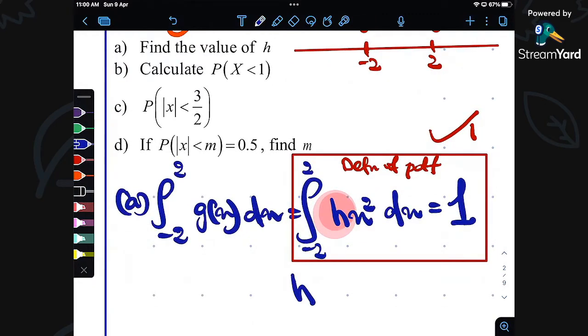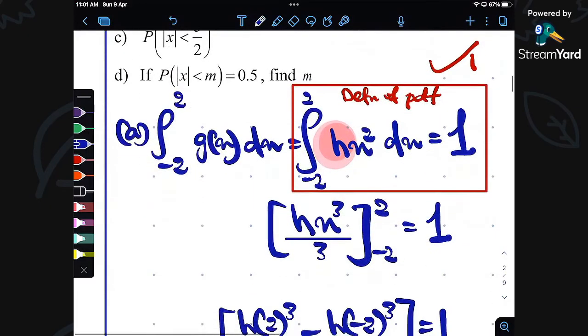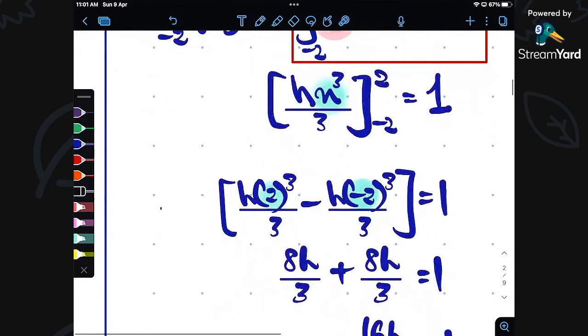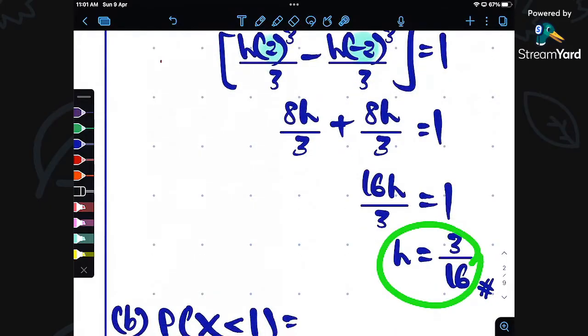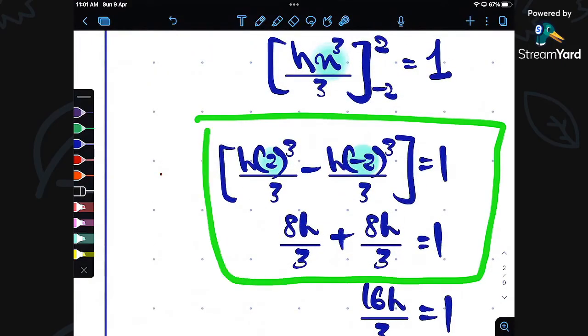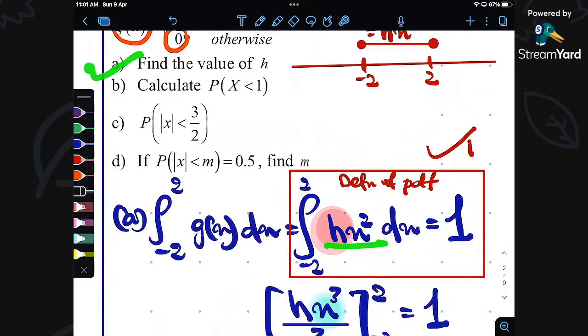All we have to do is integrate h x squared. How do we do that? So h x squared integrated, we will get h x cubed over 3. In a big bracket, put the limit together, which is negative 2 until 2, and then equate it to 1. Don't forget to solve it by inserting the limits 2 and negative 2. And so we will finally get our h value, which is 3 over 16. I don't really have to explain these things because you already know how to integrate any type of function, right? So now we have already solved the first question A.